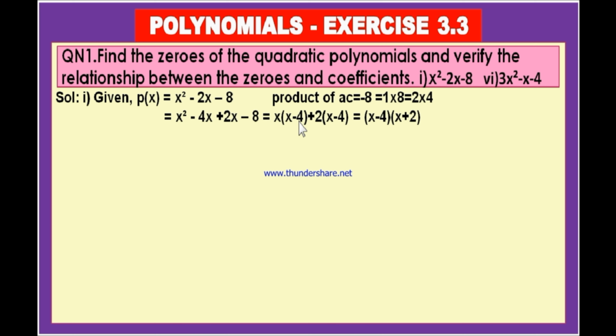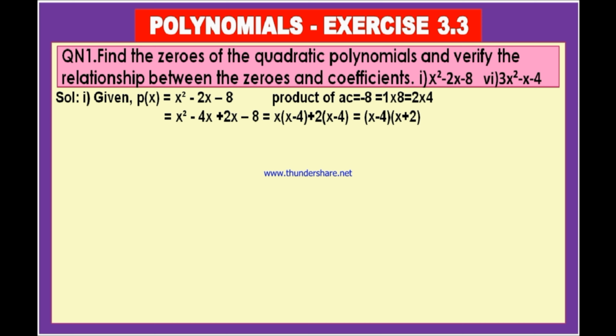Now here also x minus 4. In this term also you can find x minus 4. Therefore take x minus 4 common. X minus 4 into x plus 2. Therefore the factors of the given quadratic polynomial x square minus 2x minus 8 are x minus 4 and x plus 2. Now we have to find the zero.